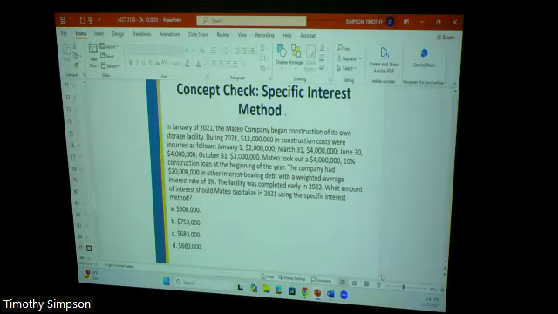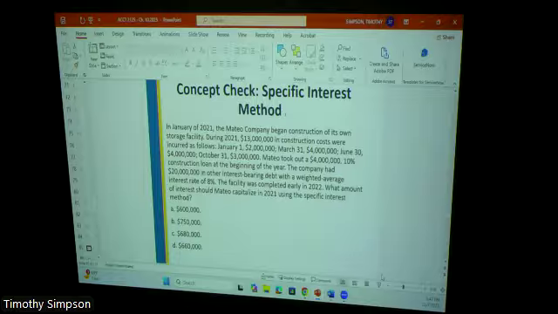Okay. So here we have a quick question dealing with the specific interest method, and you just have to follow along with what's happening here. It looks like the same dates, but different numbers and a different company. In January of 2021, the Mateo company began construction, and 13 million in costs were incurred based on the schedule: January 1st, March 31st, June 30th, October 31st. I guess the dates are different here. They took out a $4 million 10% construction loan at the beginning of the year. The company had 20 million in other interest-bearing debt with a weighted average interest rate of 8%. The facility was completed early in 2022. What amount of interest is capitalized if they're using the specific interest method?